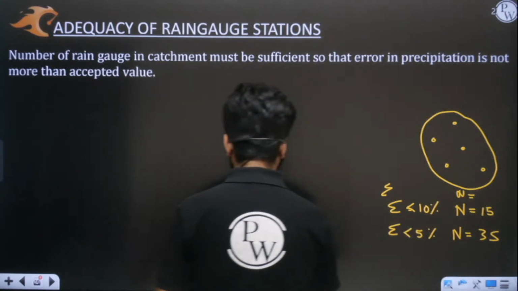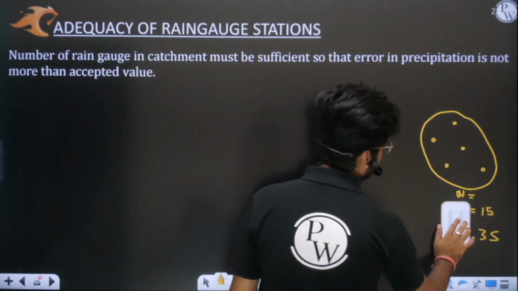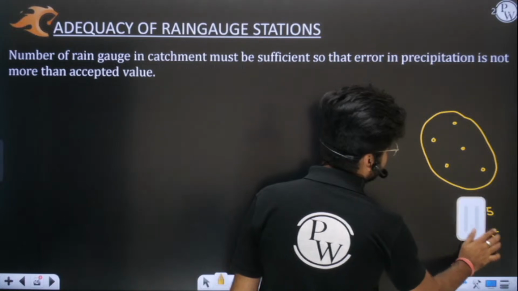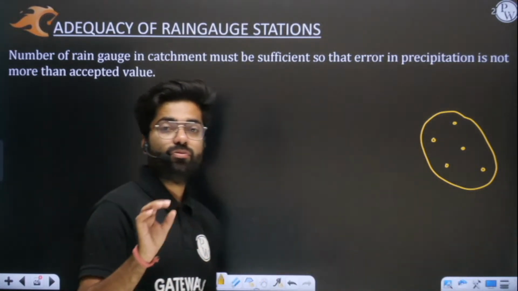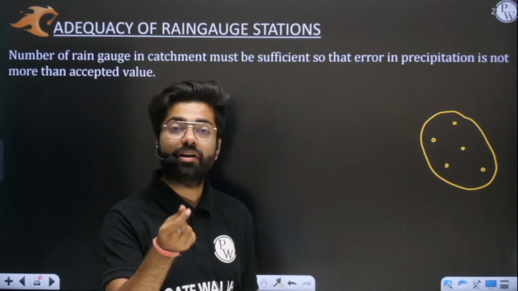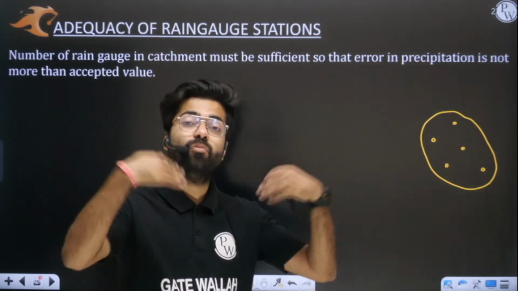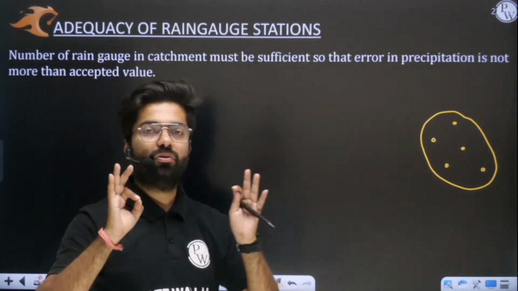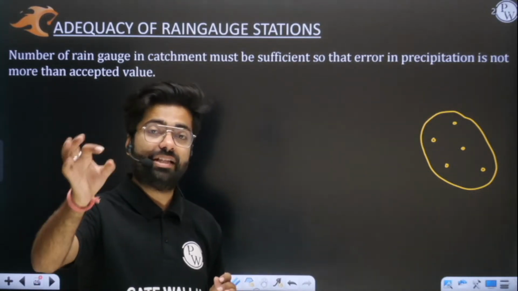So ultimately there is no rule as such, and you are saying you want the number of rain gauges corresponding to a given error. If error is less, then number of rain gauges should be more. If we want to keep the error lesser, then we should have more rain gauges. That is the ultimate concept.